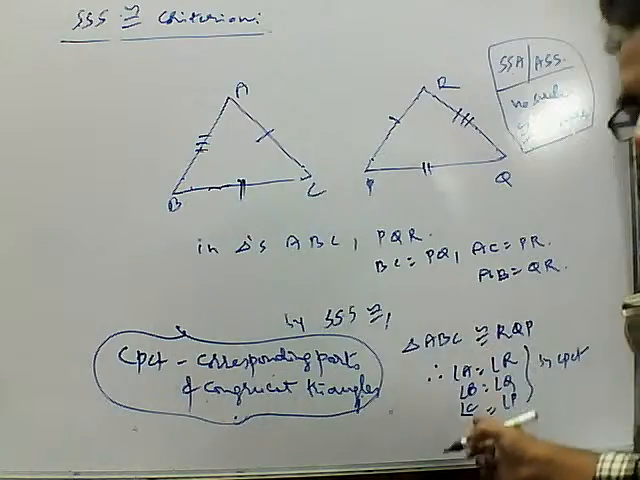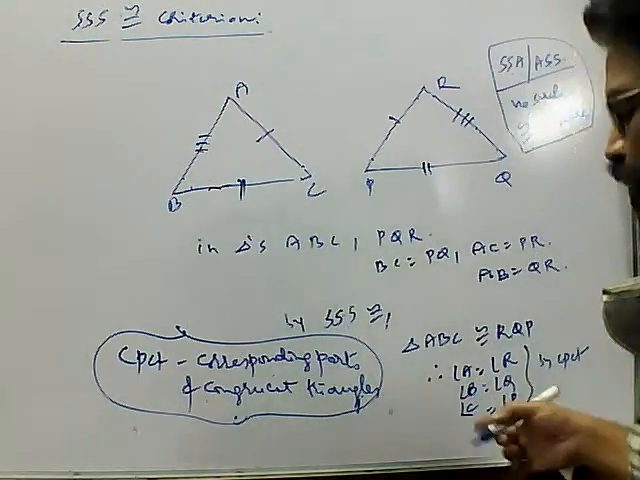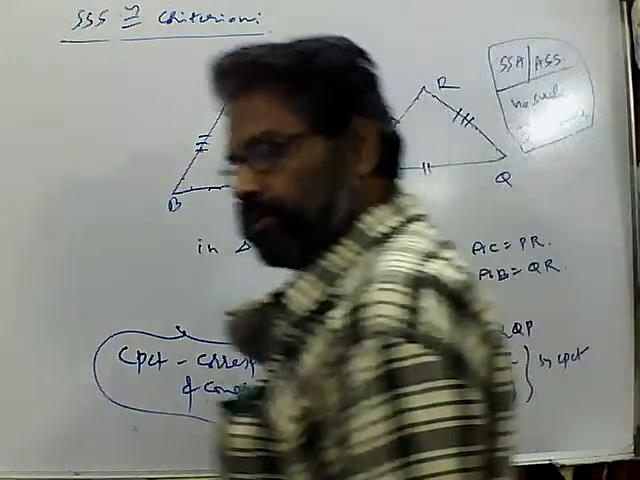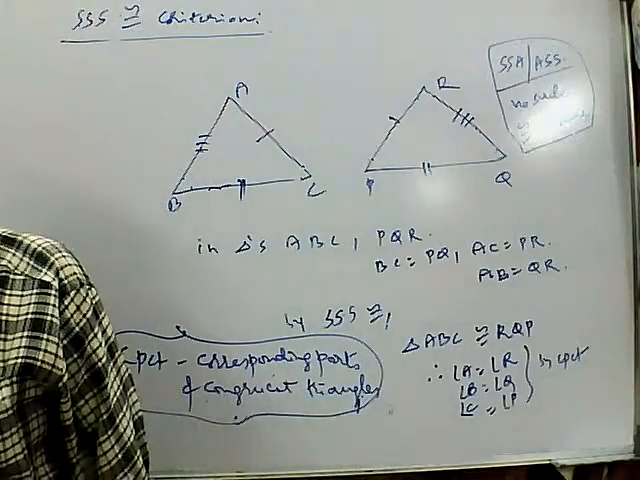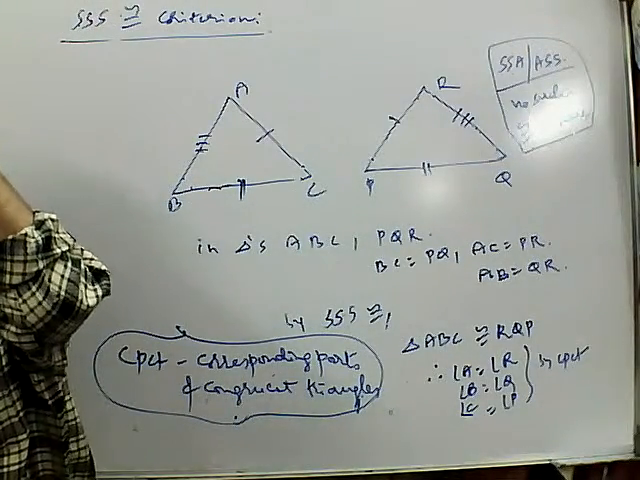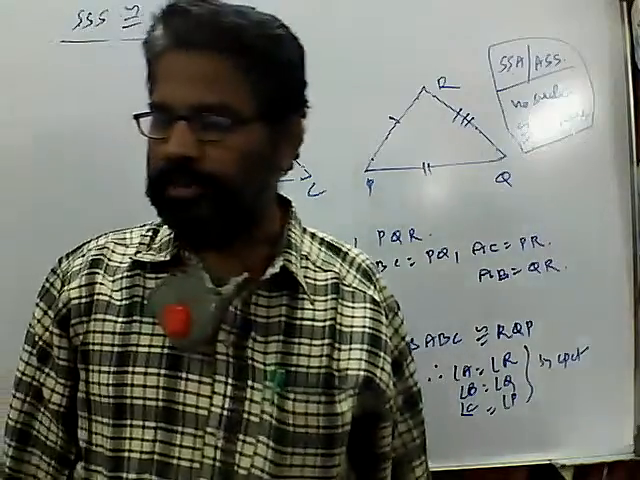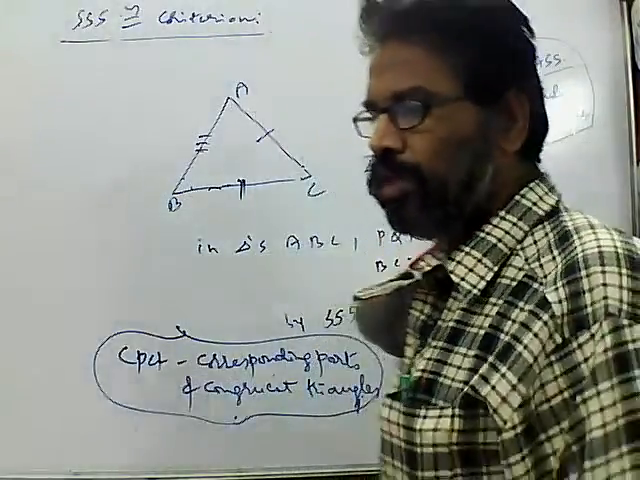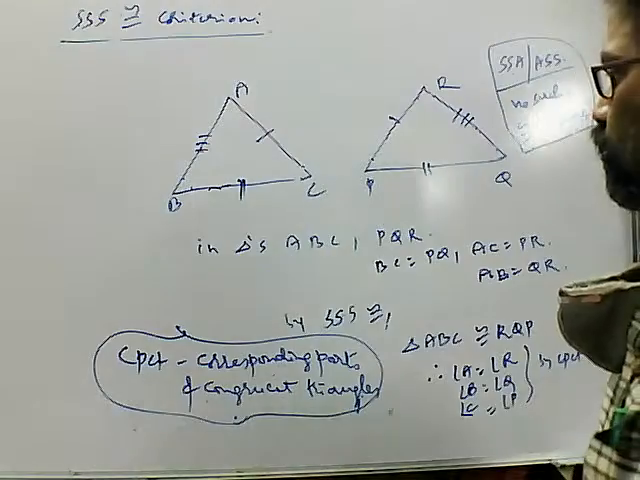So automatically, once three sides are equal, what happens to the remaining corresponding parts? Three sides correspondingly, three angles can be equal, right? Understood now? It's the SSS congruency. The last one left is for the right angle triangle, which is called the RHS congruency.